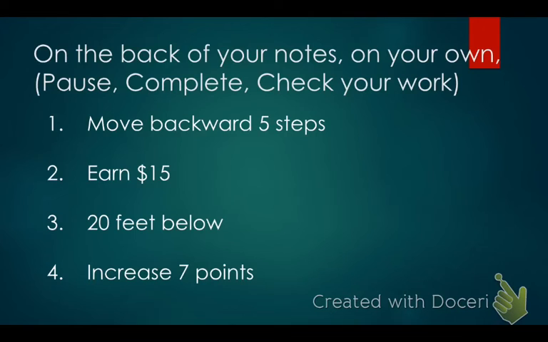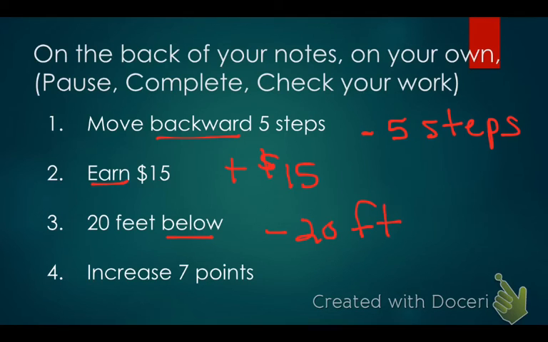All right, welcome back. If you move backward 5 steps, then you've gone negative 5 steps. Again, don't forget your label. If you forgot it, then add it now. If you earn $15, that's going to be a positive $15. The dollar sign is your label. 20 feet below, so this would be a negative 20 feet. You can abbreviate feet. And an increase of 7 points would be positive 7 points. Okay, check your work.